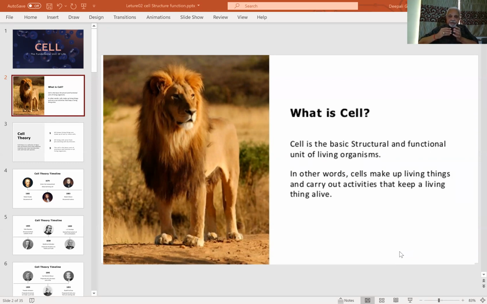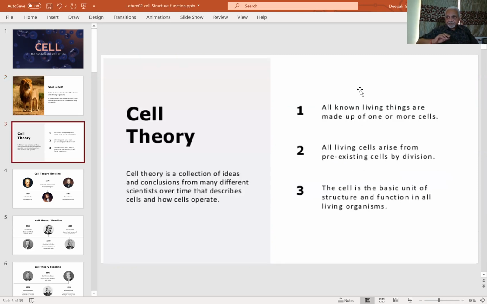Now, based on the knowledge generated previously, the cell theory was proposed. And what is this cell theory? The cell theory has three important aspects. One is that all the known living forms are made up of one or more than one cell.